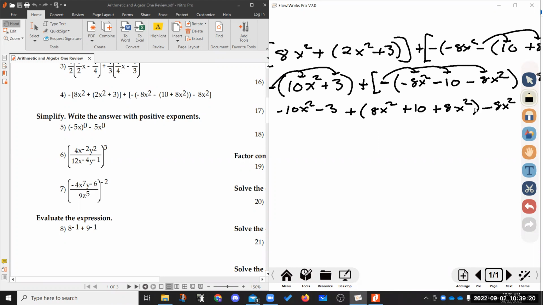So this is all addition and subtraction now. So 8x squared minus 8x squared is going to give me 0. Negative 10 plus 8 is going to give me negative 2. Negative 3 plus 10 is going to give me 7.